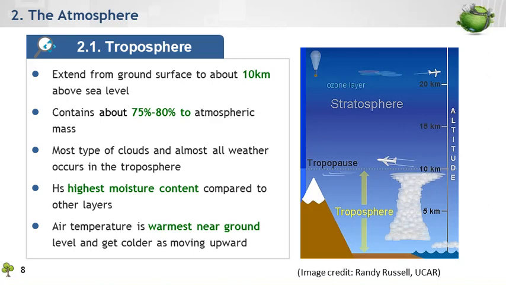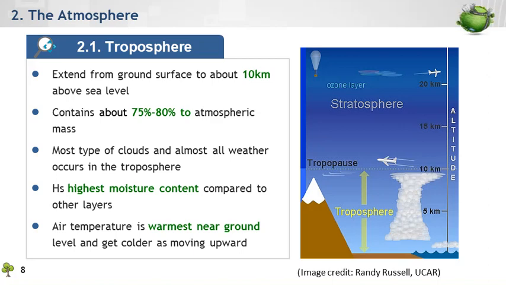The troposphere is the most dense layer of the Earth's atmosphere. It contains about 75% to 80% of the total atmospheric mass. This is because it is the nearest layer to the ground surface. So, due to the strong gravitational force of the Earth, any particles that are released from the ground surface will accumulate in the troposphere before they can escape to other layers above it.